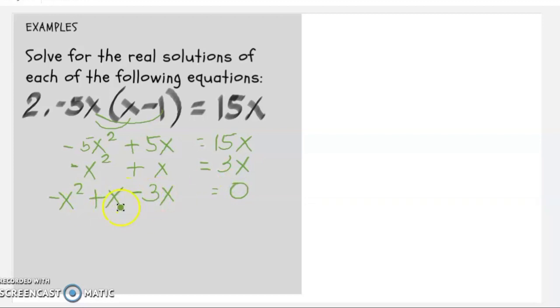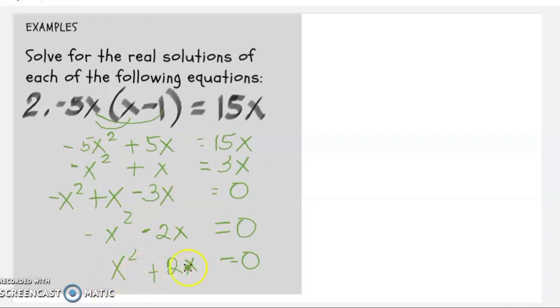So, since meron tayong common term or like terms, so positive x minus 3x, we have, sulat na natin, negative x squared minus 2x is equal to 0. So, as you can see, meron tayong negative na value ni A. Iniiwasan natin yung negative na value ni A. So, pwede naman natin siyang ilipat sa kabila. So, ang mangyayari, this will become x squared plus 2x is equal to 0.